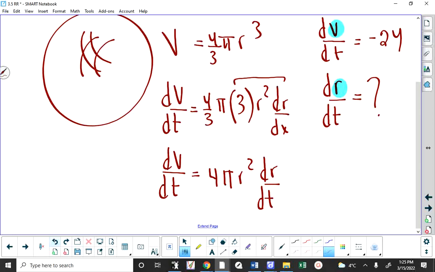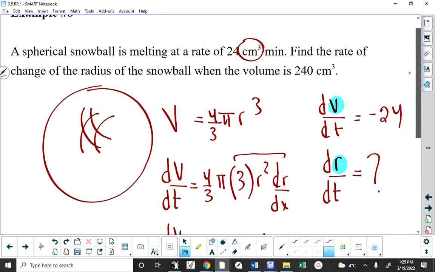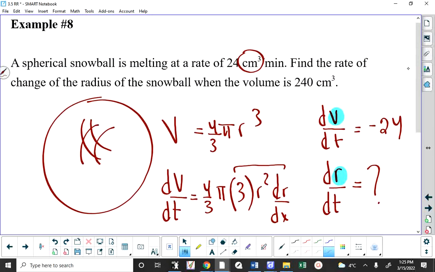Now I can throw the stuff in. dV/dt is negative 24. I sense we might have some work ahead of us in finding r, but maybe not. I didn't really pay attention. Does it say when the radius is? No. It says when the volume is. So this is that work that we have to do, where we're going to use this formula along with the volume to get the radius so we can finish the problem.